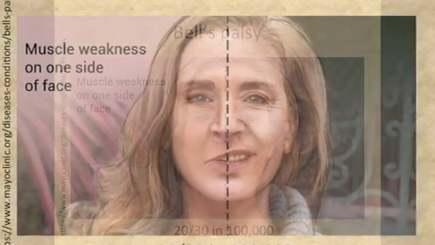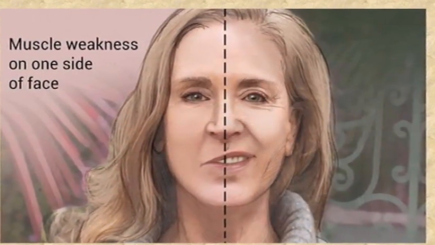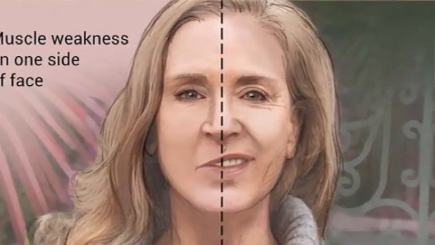Bell's palsy affects 20 to 30 out of every 100,000 people in the world. It is muscle weakness on one side of the face, and this can be caused by other medical factors.